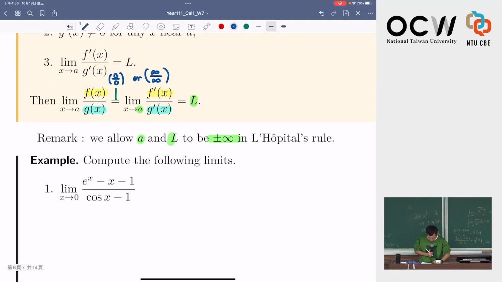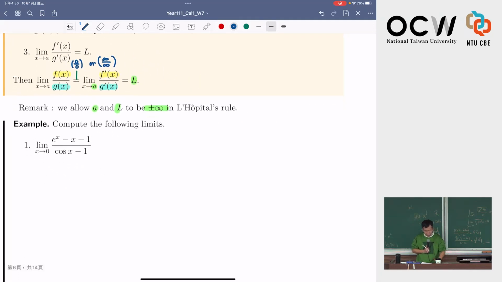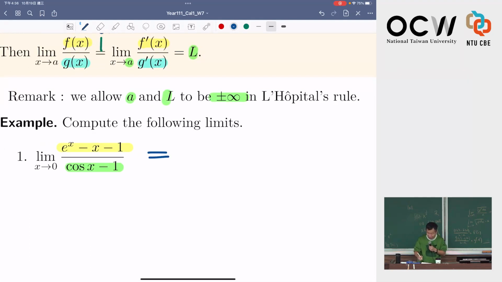Okay, let us do an easy example. The first one: compute the following limit. The limit as x goes to 0, where the numerator is e to the x minus 1 and the denominator is cosine x minus 1. To apply the L'Hopital rule, firstly, you should identify which indeterminate form it equals. Is that 0 over 0 or infinity over infinity? Good, in this case it's 0 over 0. So L'Hopital.